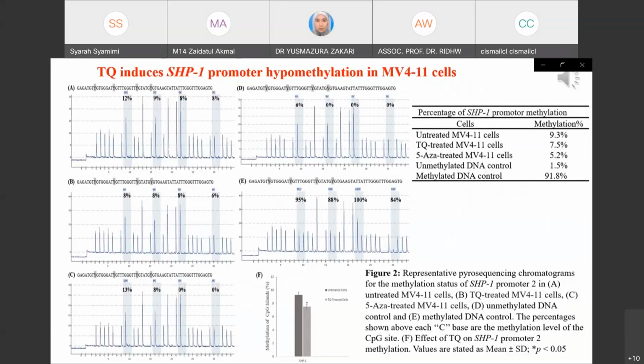The percentage of methylation was decreased from 9.3% in the untreated MV4-11 cells to 7.5% after thymoquinone treatment. The positive control 5-azacitidine decreased the methylation to 5.2%.